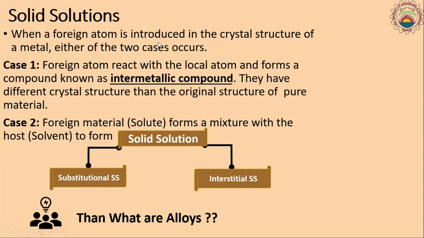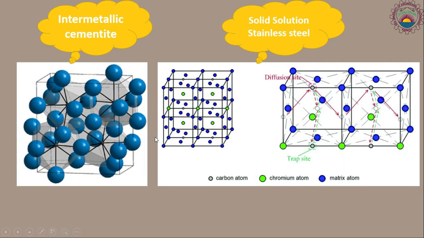So we have discussed two different cases when an impurity atom comes into the host material. Either they form an intermetallic compound or they form a solid solution. We'll just check graphically what the difference is between these two. On the left hand side, you can see we have the intermetallic compound known as cementite. It is also called iron carbide. It is basically a compound of iron and carbon atoms, and its formula is Fe3C.